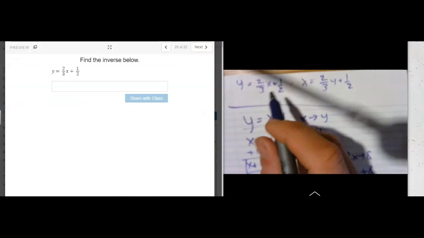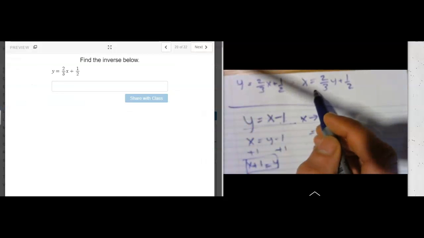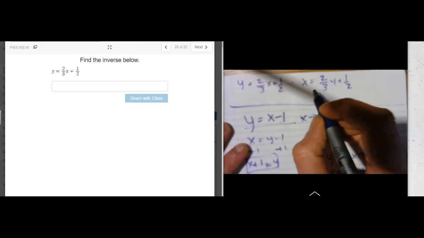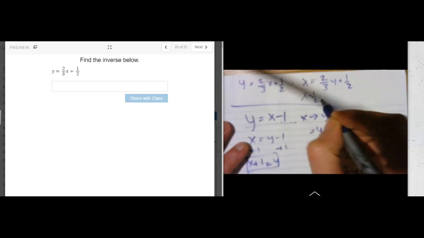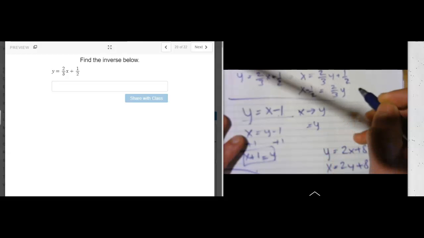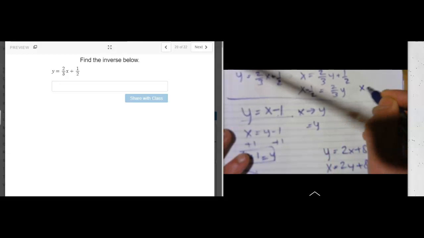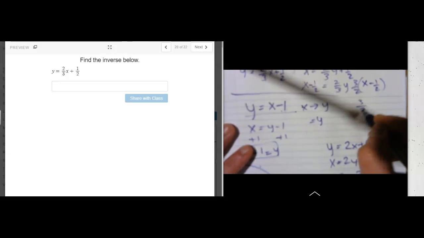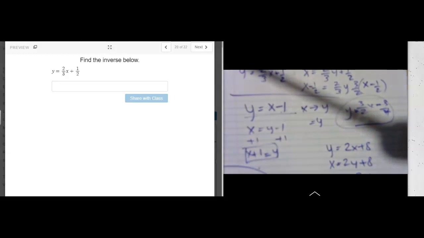So we have time for one more. So we take this function, you try to find the inverse. We switch the x's and the y's. We solve for y. So we're going to x minus 1/2 is equal to 2/3 of y. Then you multiply times 3/2. So it's going to be x minus 1/2 times 3/2. And it'll be 3/2 x minus 3/4 equals y. And that's our inverse function right there.